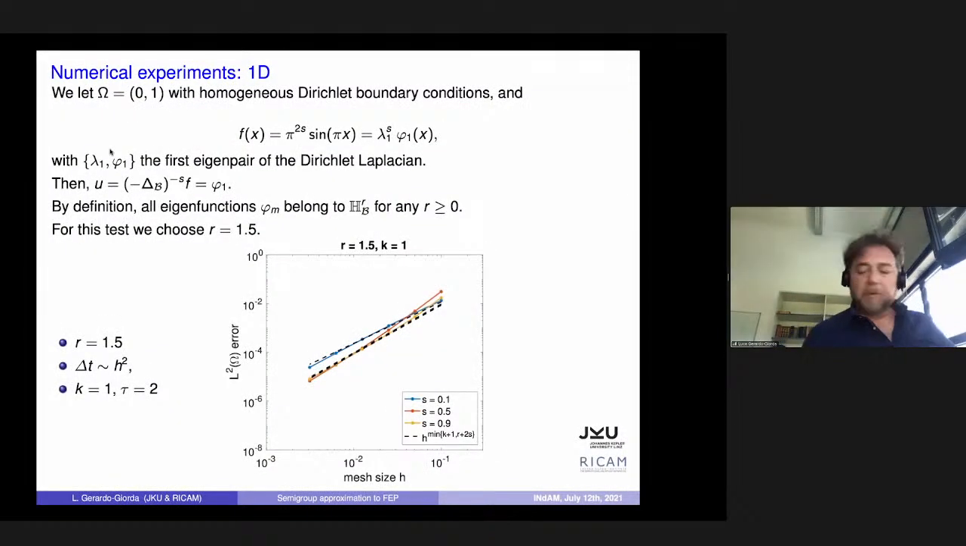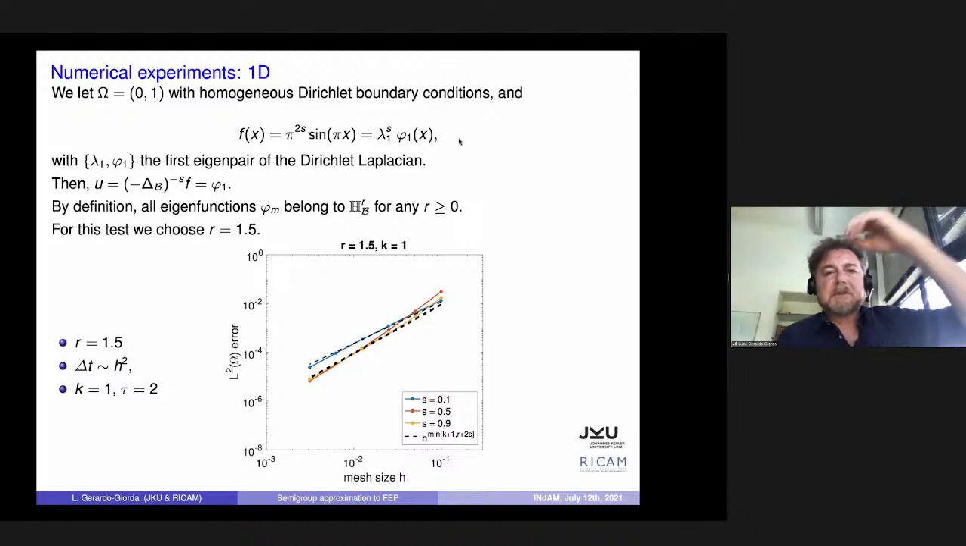So from the numerical standpoint, we did some tests to check the goodness of our result. So the first test that we did was we took a one-dimensional interval, and we considered Dirichlet boundary condition, and we picked as right-hand side lambda 1 to the s times phi1 of x, where phi1 and lambda 1 are the first eigenpair of the Dirichlet Laplacian.